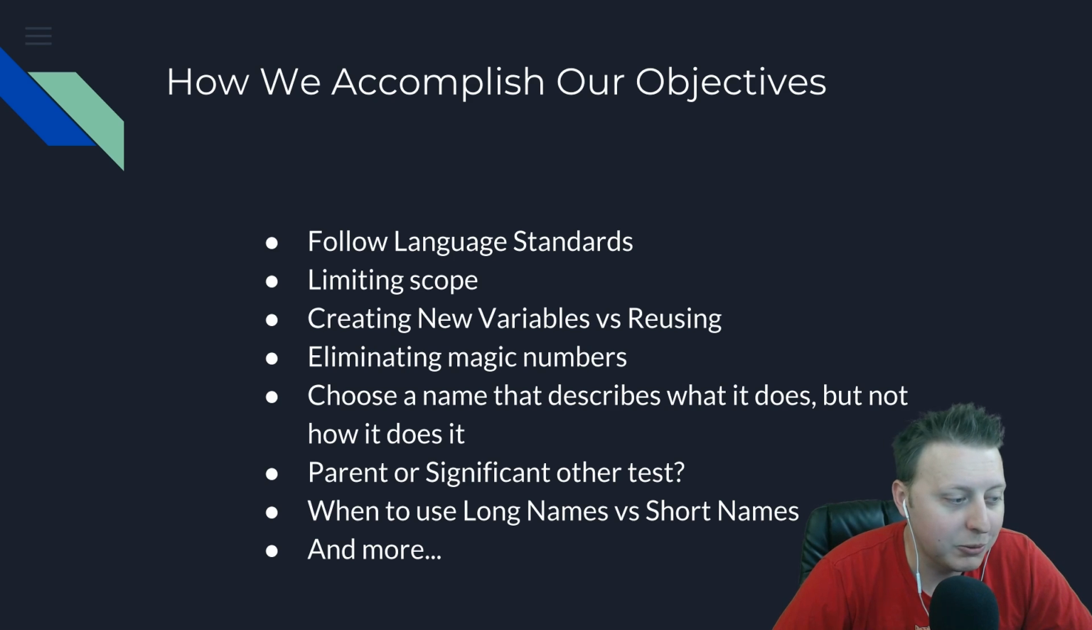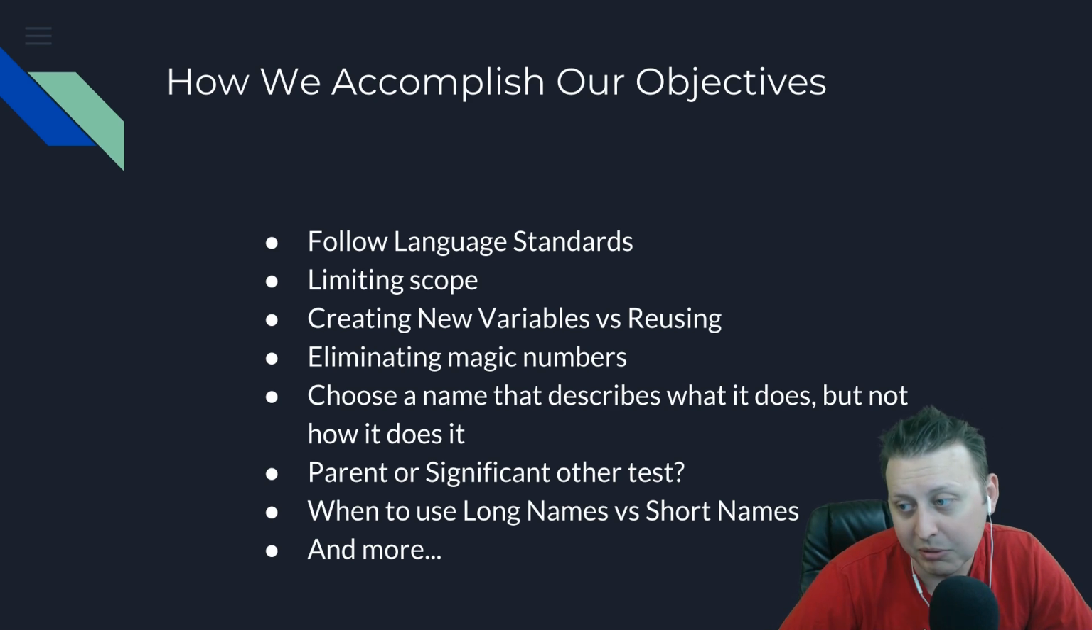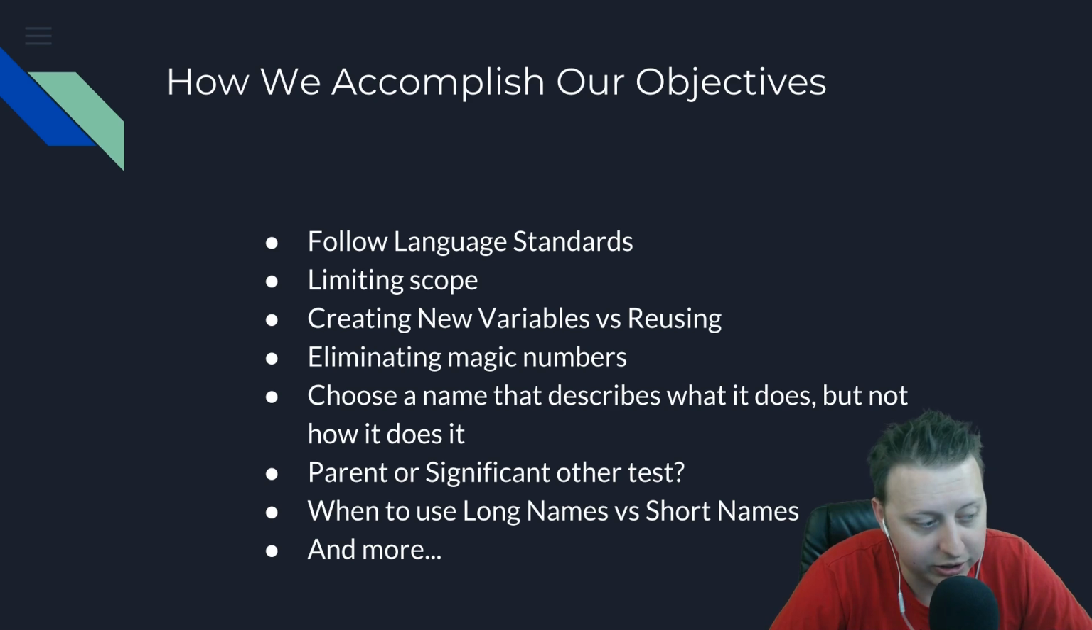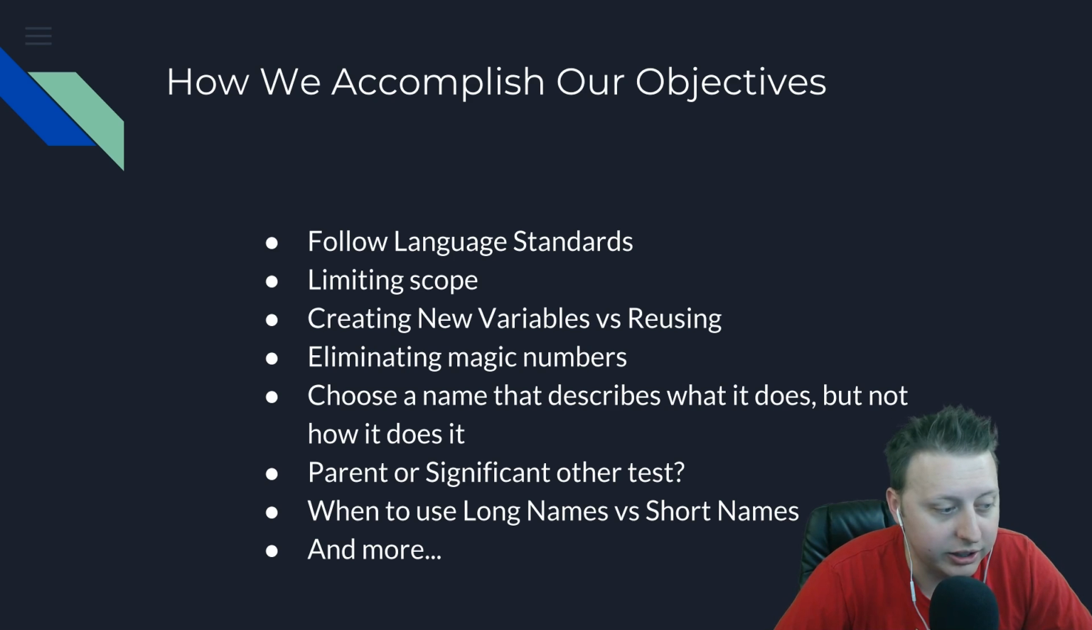And then we're going to talk about, as this relates to naming the variables, what I call the parent or significant other test. We'll dive into that in the code examples. And we're also going to talk about when we can use long names for variables versus short names, and how we can incorporate that into our code, and more.